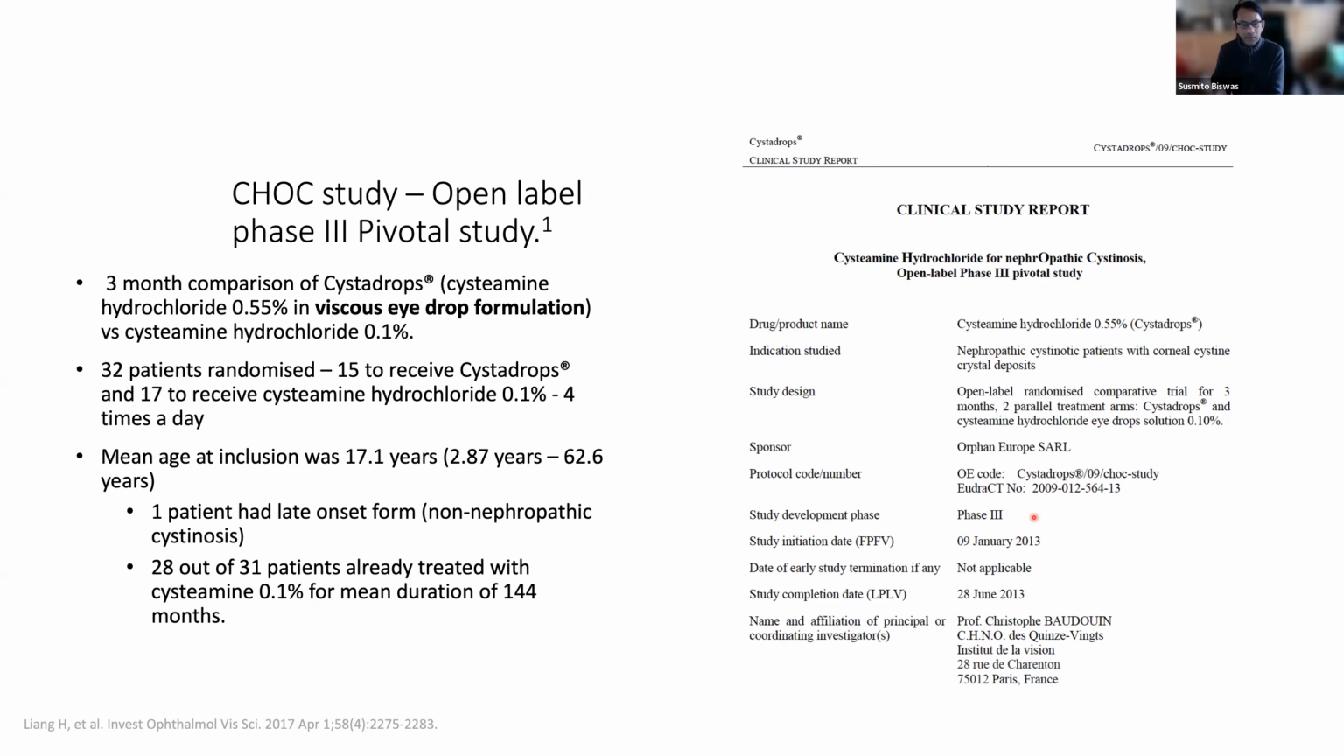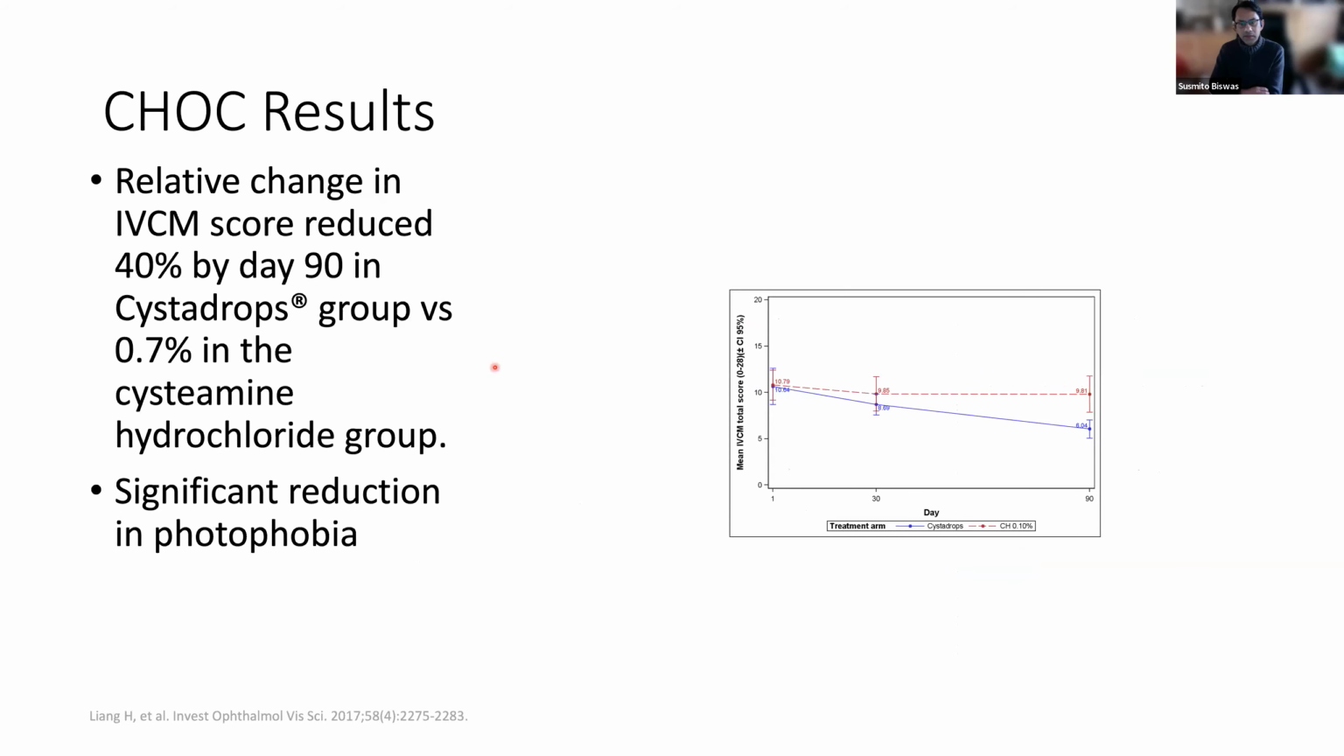You'll see from here that actually most patients were already on cysteamine, the normal preparation, for at least 144 months. So patients were already on this treatment before introducing the Cystadrops. In terms of the outcomes, they were using the confocal microscope, as mentioned before, to measure and quantify the amount of crystals in the cornea.